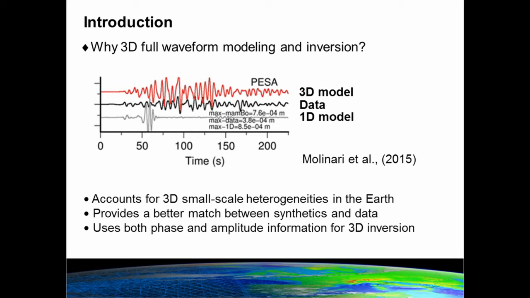In the traditional inversion methods, they only use travel time or phase velocity information during the inversion. However, we can use both travel time and amplitude information for the full waveform inversion.